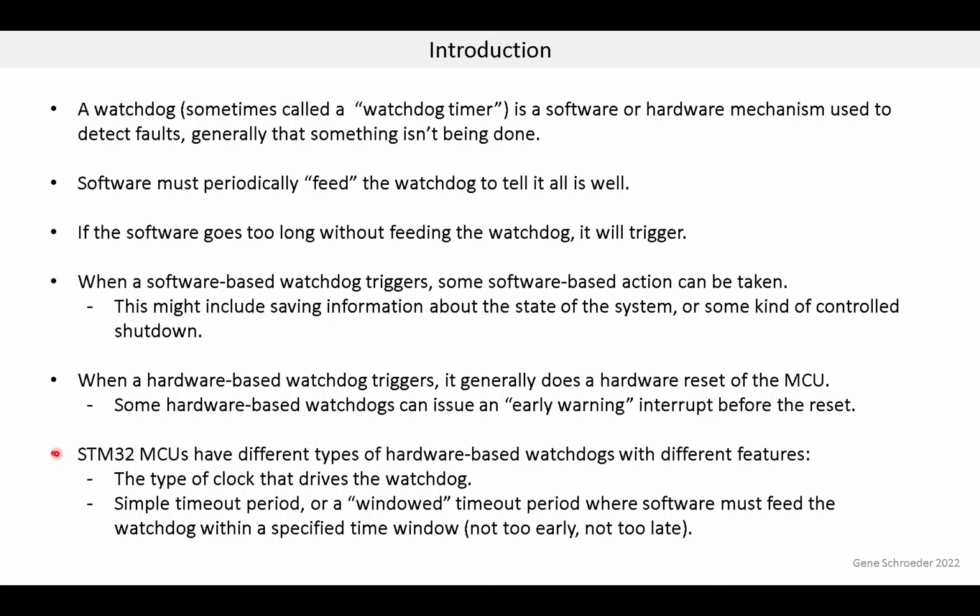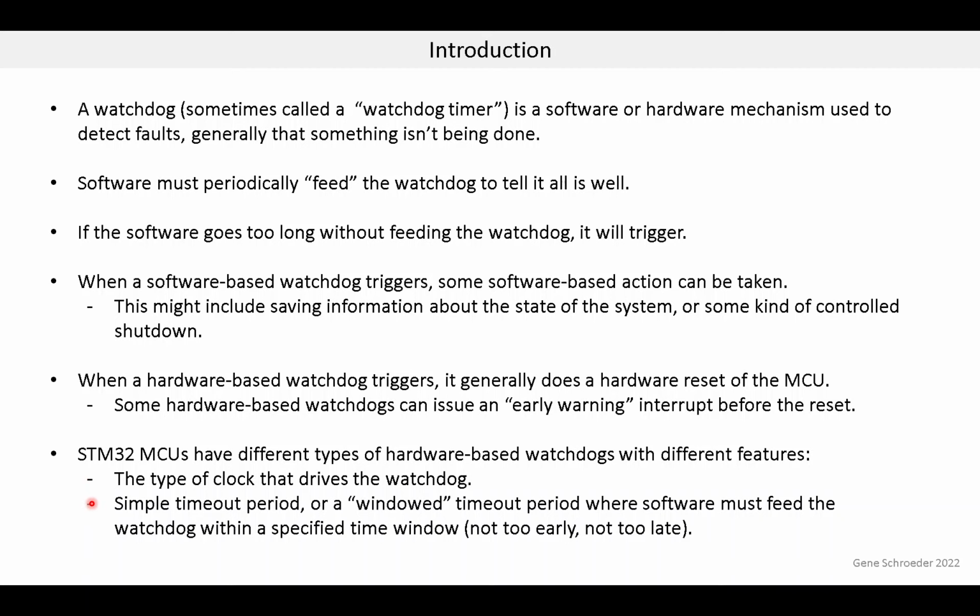So different STM32 MCUs have hardware-based watchdogs with different features. And this is beyond the early warning interrupt I just mentioned. So one feature is the type of clock that drives the watchdog. Generally, there is a trade-off between the accuracy of the clock and the reliability of the clock. This is mainly a hardware issue, and the details are beyond the scope of this course.